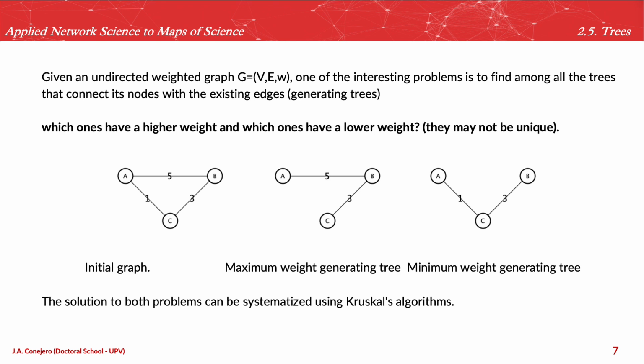You have in the middle one case, which is AC, AB, which has weight 6. But the thing is that it's interesting in some cases to find the ones with highest weight and with lower weight. So this is all what we have to say about graphs, and in particular in this video about trees. And in the next video we are going to speak about metrics that we can define to study networks and to study graphs. That's all.